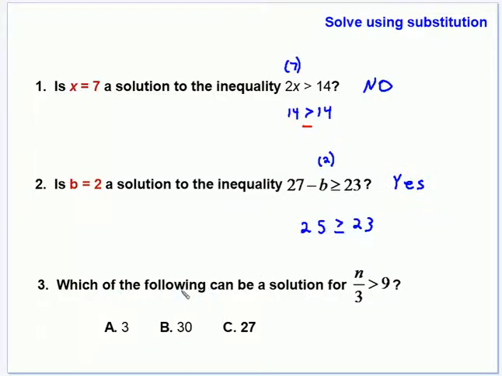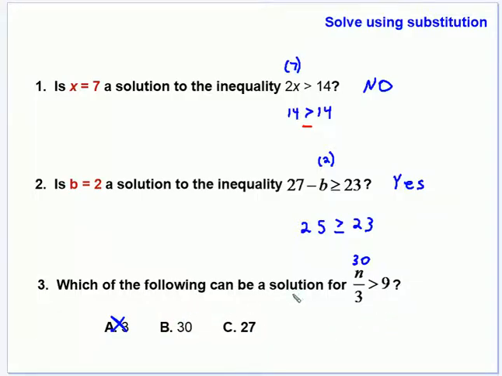Finally, which of the following can be a solution for n? Well, let's just plug in different values for n. If we plug the value 3 in for n, we get 3 divided by 3, and that is equal to 1. Is 1 greater than 9? No, of course it's not. So that cannot be the solution. How about 30? If we plug 30 in for n, then we get 30 divided by 3, and that's 10. Is 10 greater than 9? Yes, it is. So that one will work.